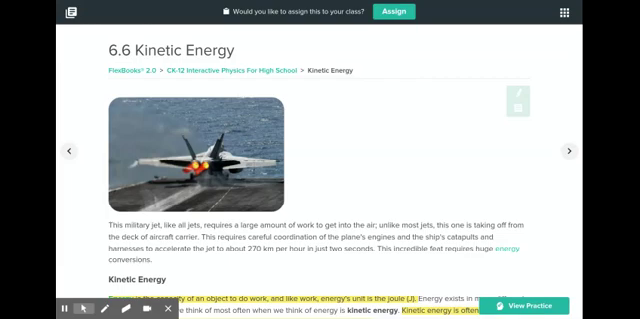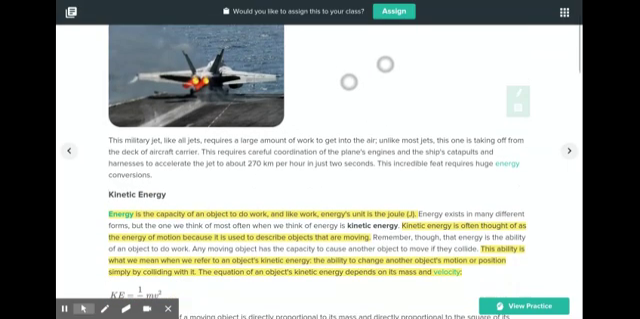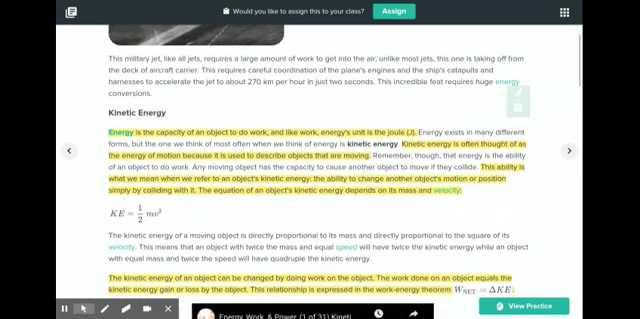Think about in general, we put fuel into our car and then it makes the car run, right? And what we put in there is fuel that's not moving, but somehow it turned into something that can cause the car to move. So that actually requires the conversion from potential energy to kinetic energy. So what is kinetic energy? First of all, energy is the capacity of an object to do work, and like work, energy's unit is the joule.